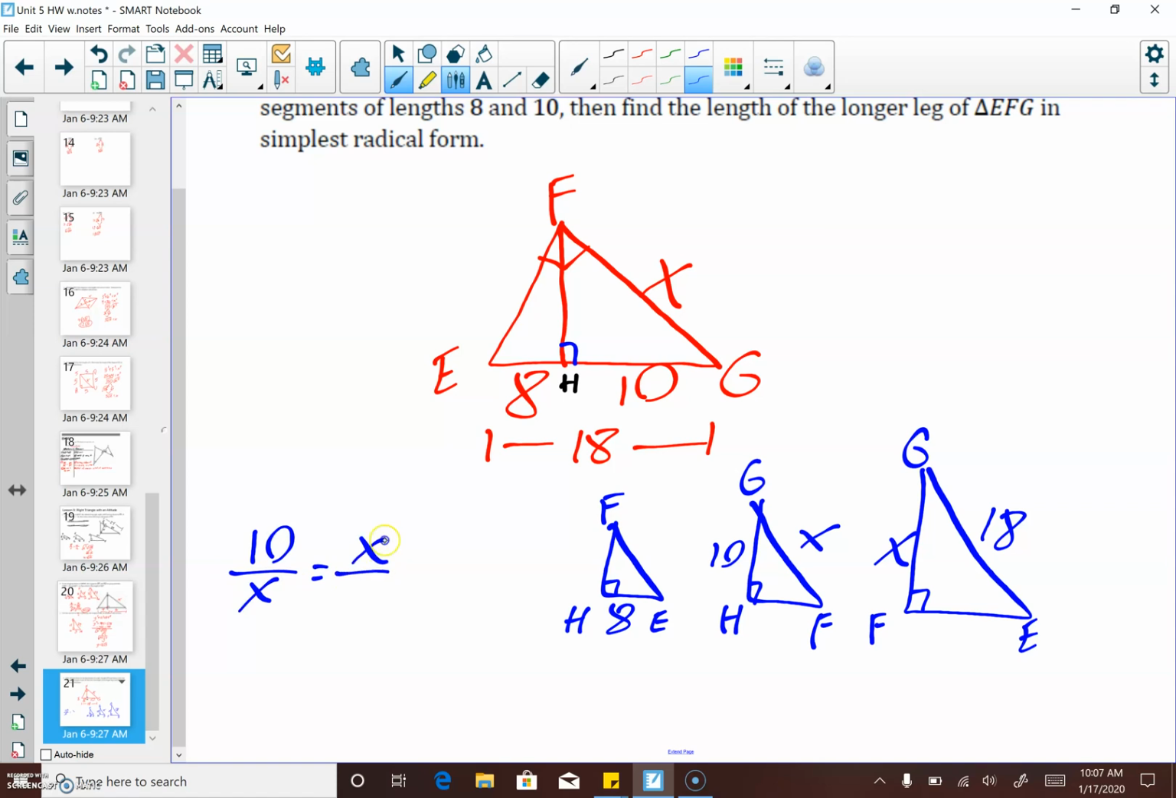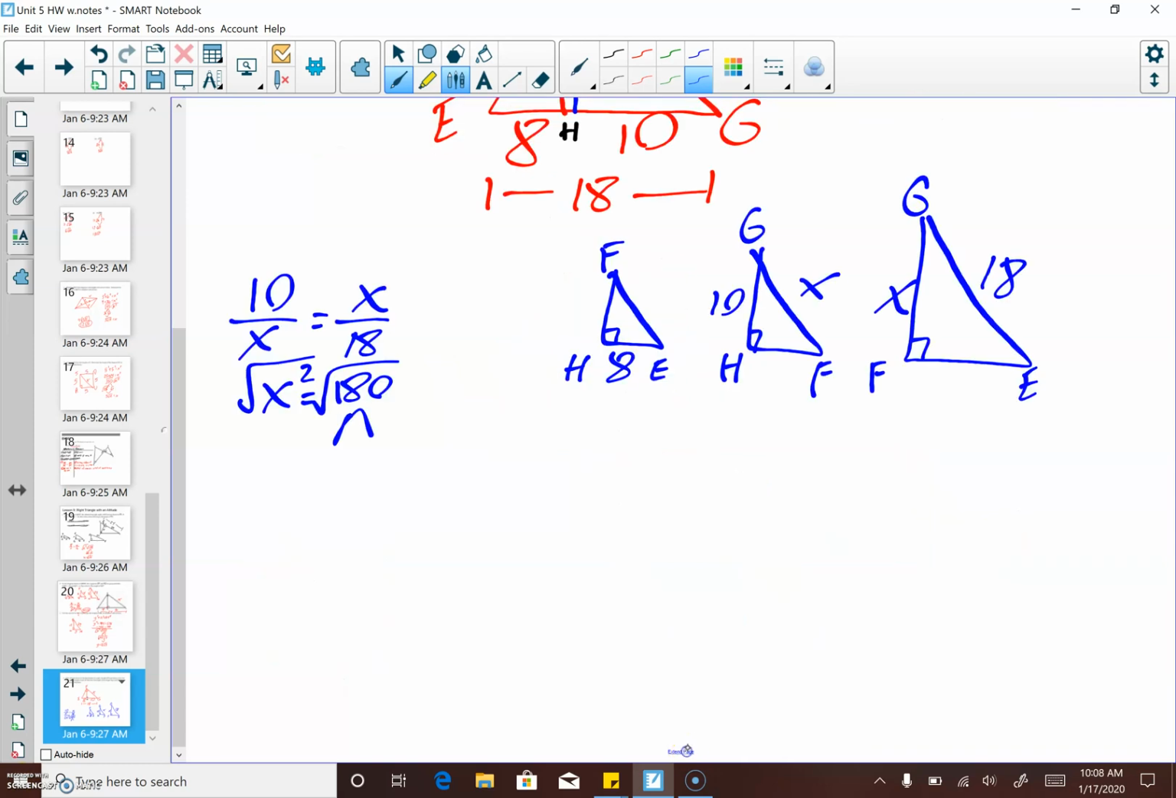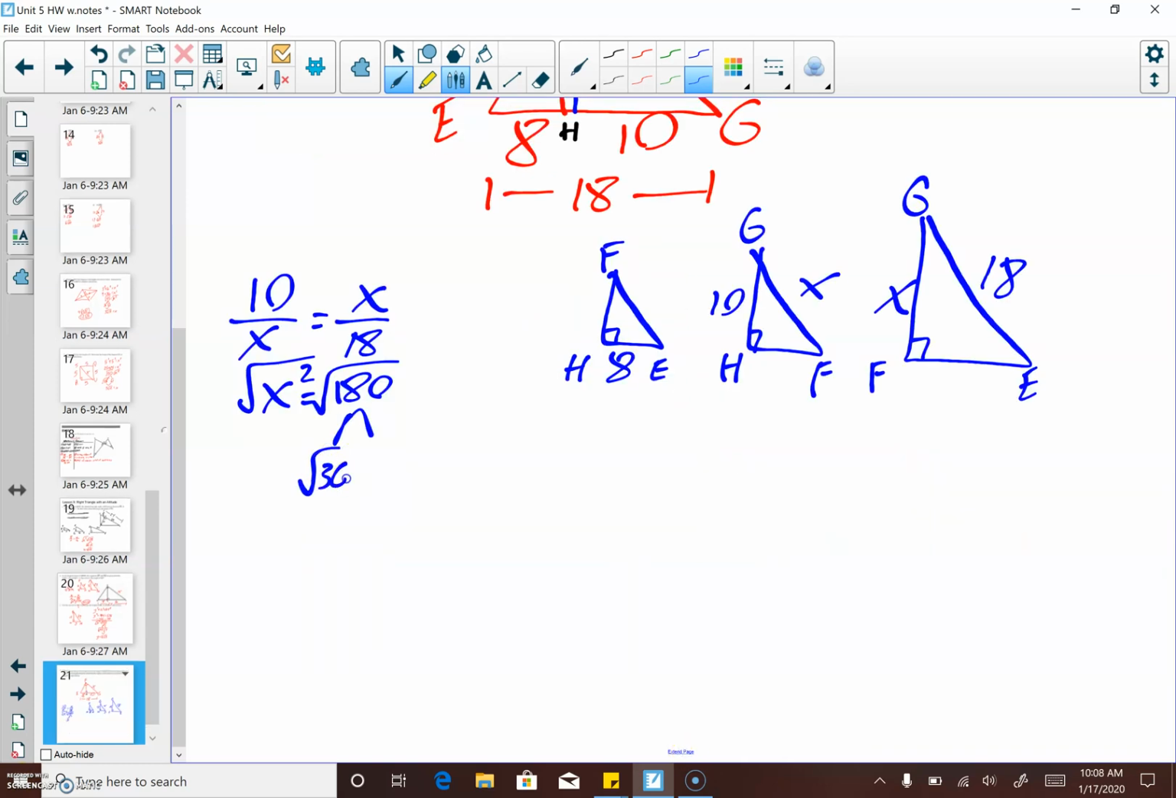So 10 over x equals x over 18. We cross multiply, x squared equals 180. We're going to square root both sides. 180 is not a perfect square, but the biggest perfect square that goes into it is 36. So square root of 36, square root of 5. It comes back together to give us 6 square root of 5.